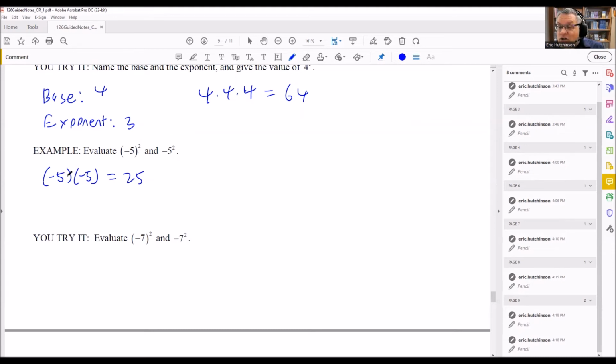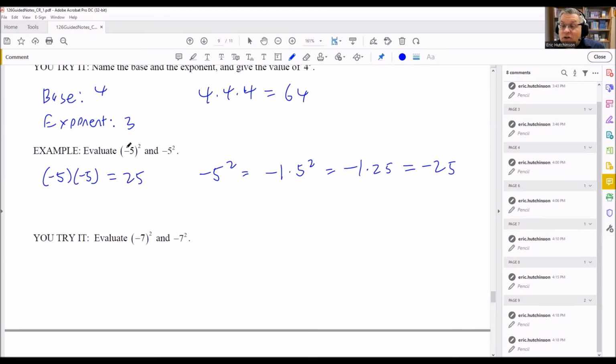Everything inside the parentheses is multiplied together twice, but we don't have parentheses around this time. The 2 is only attached to the 5. So -5 squared is actually the same thing as -1 times 5 squared. So this actually means -1 times 25, and -1 times 25 is -25. So you see, both of these are actually two different things. One's positive 25 and the other is -25.